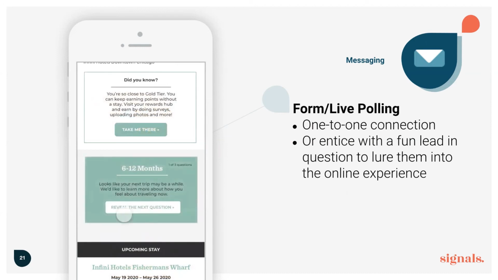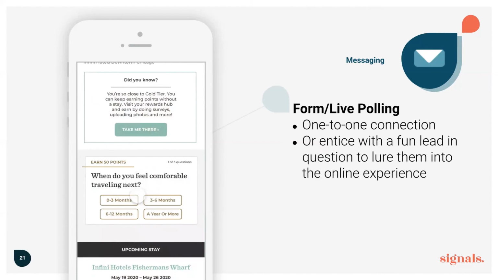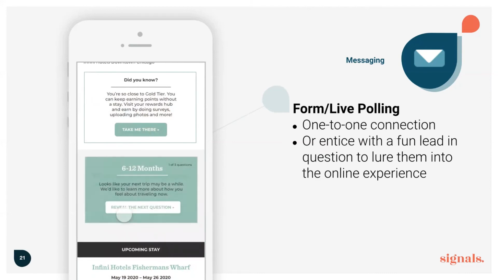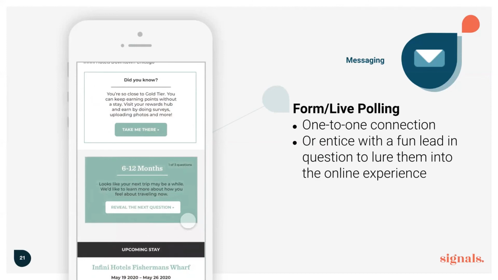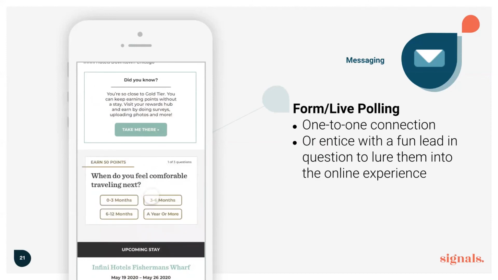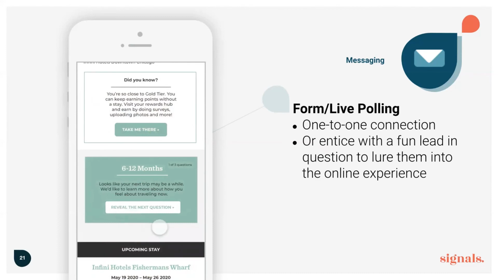Now, looking a little bit further down in this email, we're going to look at a couple of tactics. First, given her lack of travel recently, we'd like to understand a bit more about her future travel plans. It's a simple start, and once she does tap on any of the selected timeframe options, let's say 6 to 12 months, she is then moved over to the next frame, where she is prompted to answer additional questions about her future travel preferences.